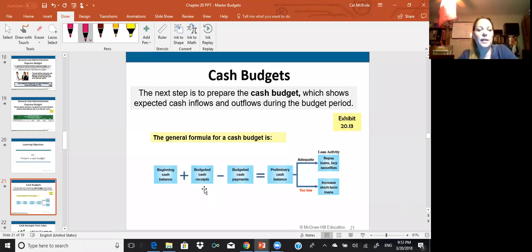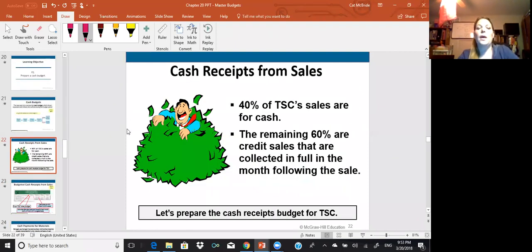And what we plan to bring in comes from our sales budget, minus our budgeted cash payments, which comes from several budgets, gives us the cash balance we think we'll have. And then we look at whether we're going to have enough or we're going to be short. Well, we're going to walk through it. So a lot of companies will say, I want to have a certain amount remaining at the end of the period.